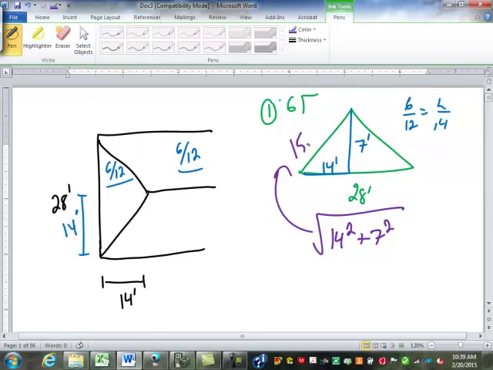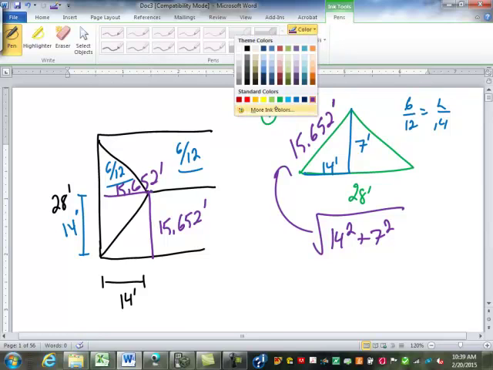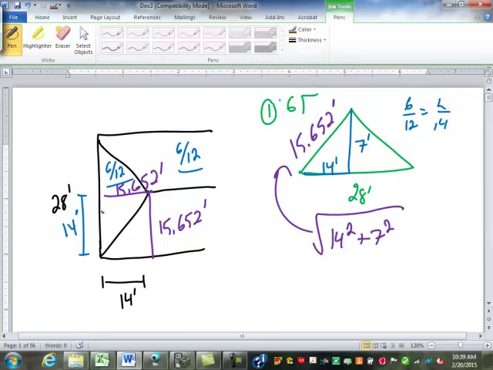15.652. And again, we're going to eventually convert that to feet, inches, and sixteenths for our answer, but we're going to leave it as decimal feet for calculating for now. So this is 15.652, which means this would also be 15.652 feet.